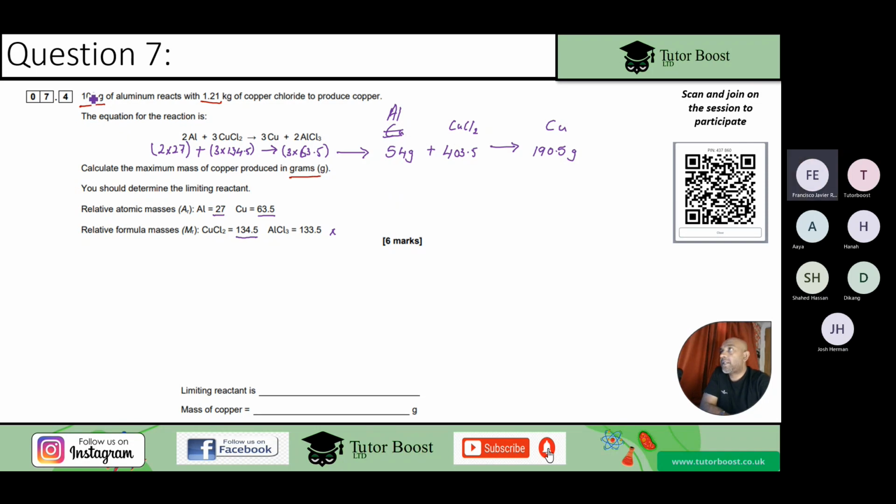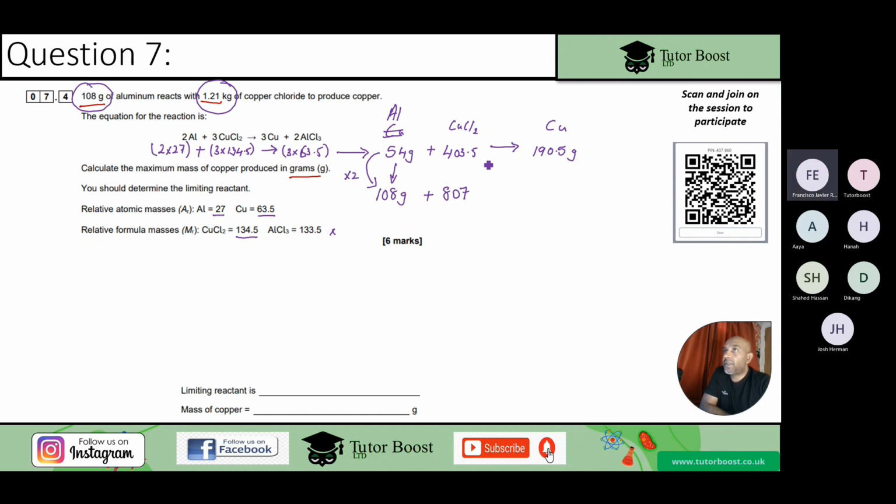So the next step would be to use these numbers. The reacting masses are the ratios. So if 54 grams of aluminium is reacting with copper chloride, 108 grams would react with, this is the key, 807, right? You're literally doubling it by 2.